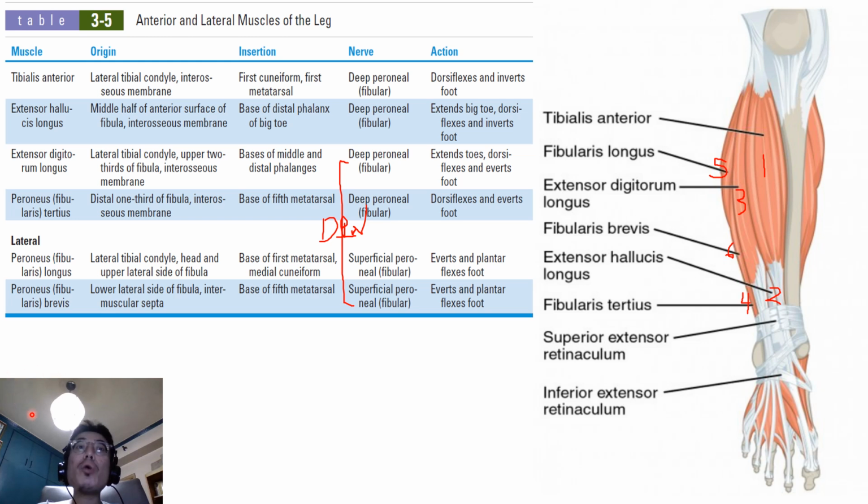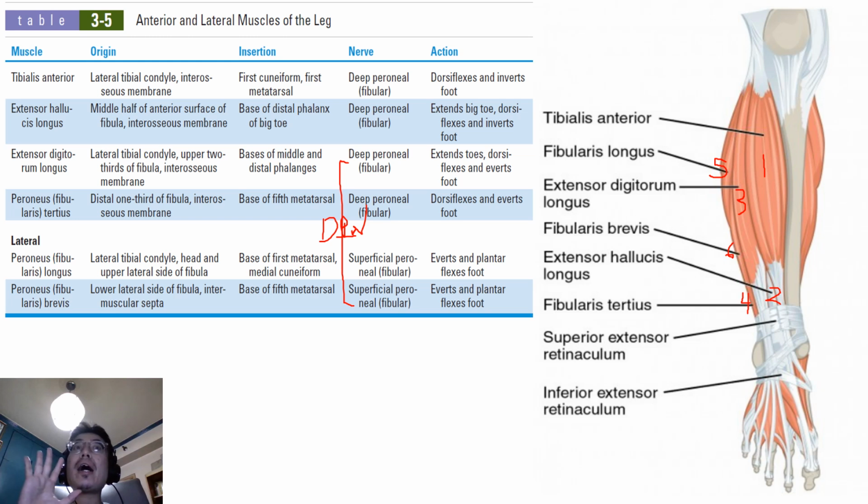Finally, we have the peroneus brevis, also known as the fibularis brevis, adjacent to the fibularis longus. It originates from the lower lateral side of the fibula and the intermuscular septa, and it inserts into the base of the fifth metatarsal. It is also innervated by the superficial peroneal or fibular nerve, and it also acts to evert and plantar flex the foot.